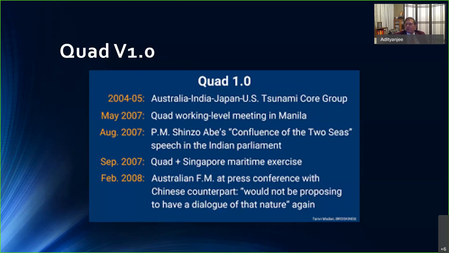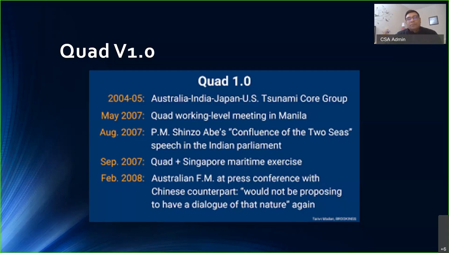So in December 2004, January and February of 2005, once they did the humanitarian assistance and disaster relief, they started to work together. In May of 2007, a working group meeting was held in Manila. I already talked about Shinzo Abe's speech in the Indian Parliament. In September of 2007, India, which still has bilateral naval exercises, the Malabar exercises, with the US, invited Japan as well as Australia to these maritime exercises. And in 2007, Singapore also joined the Malabar exercises.